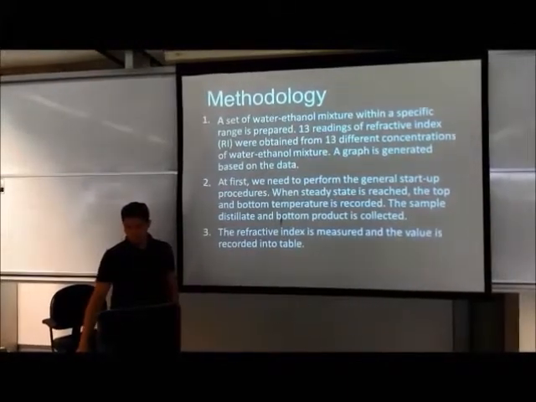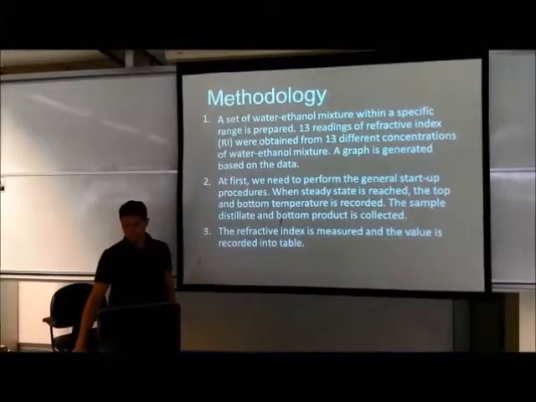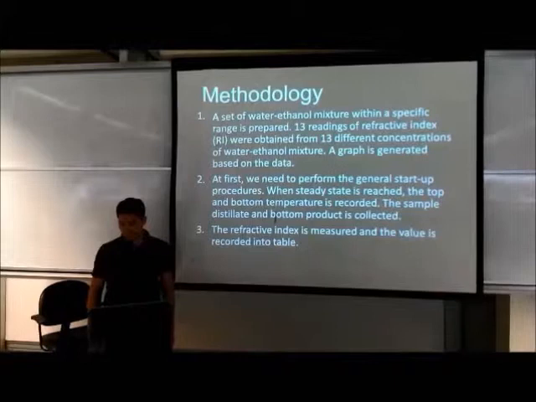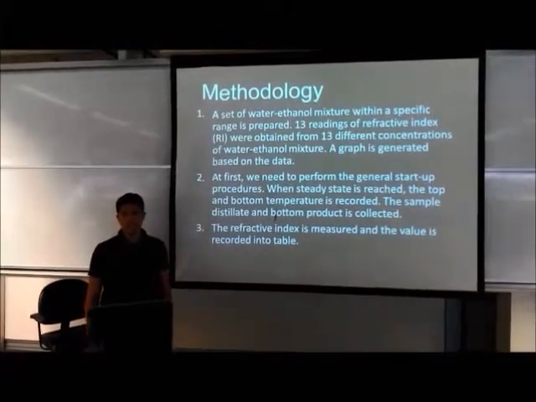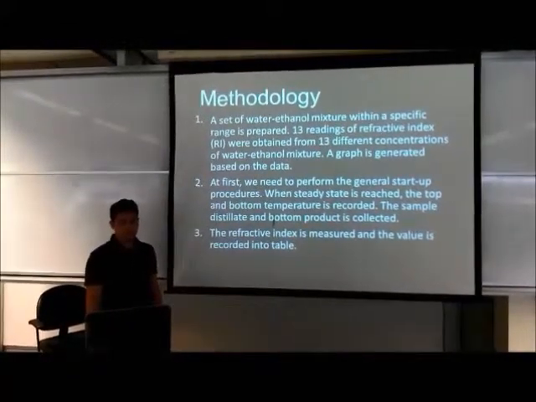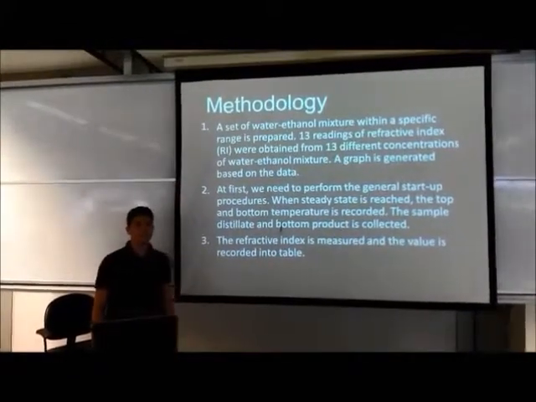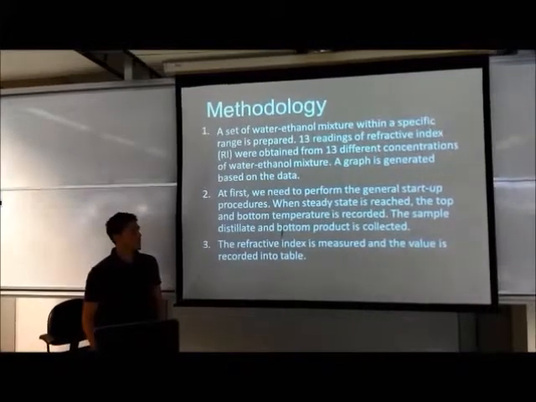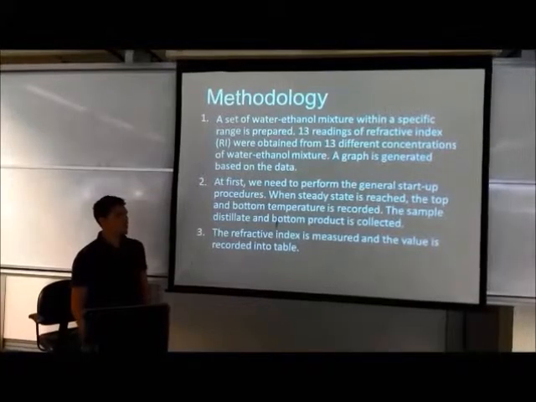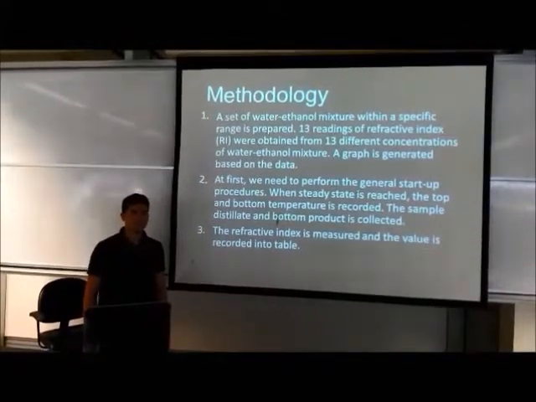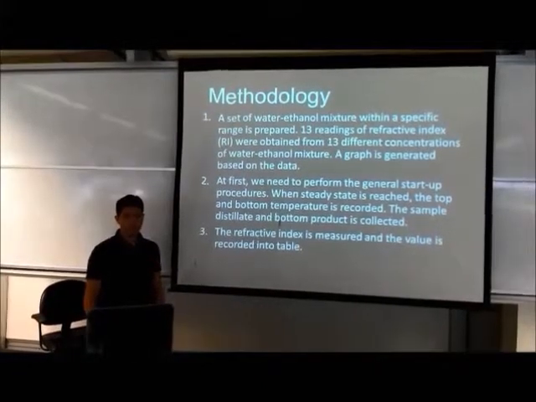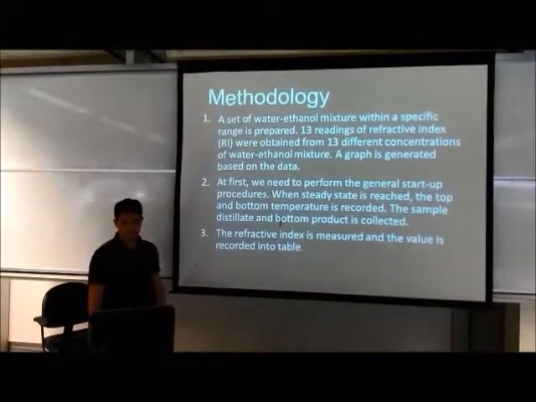We move on to the first experiment, experiment A. The purpose of the experiment is to determine the HETP for total reflux. First, we need to perform the general startup procedures. After we reach the steady state value, we can record the temperature for the distillate and also the bottom product. We can also collect samples of the distillate and bottom product so that we can measure the refractive index for both.